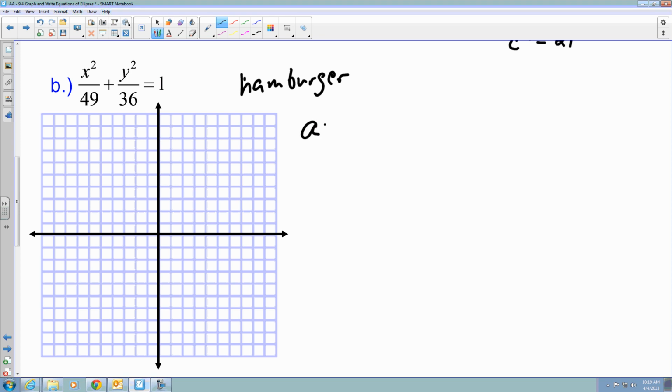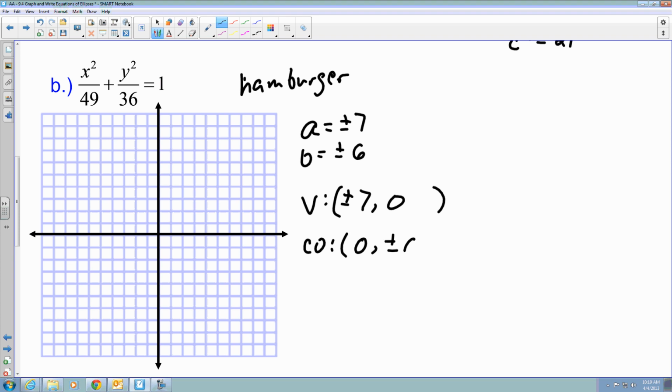So a is going to equal plus or minus 7. My b is going to equal plus or minus 6. So that means that my vertices, since it's a hamburger, are going to be in the x-coordinates, so plus or minus 7 comma 0. And then my co-vertices are going to be 0 comma plus or minus 6.